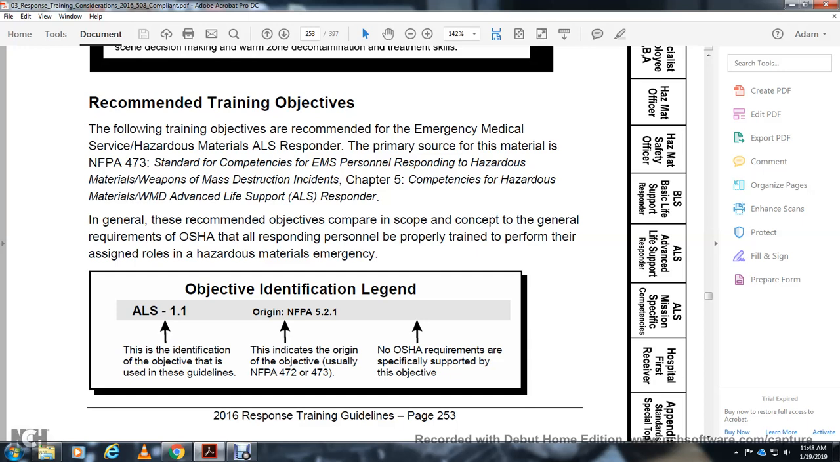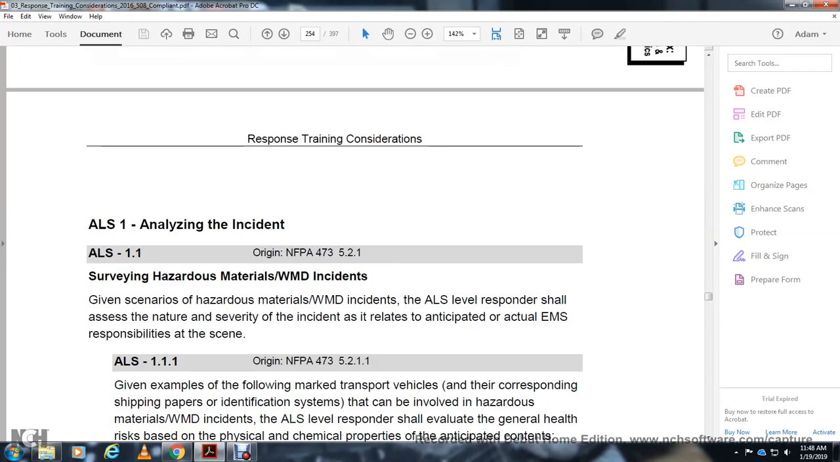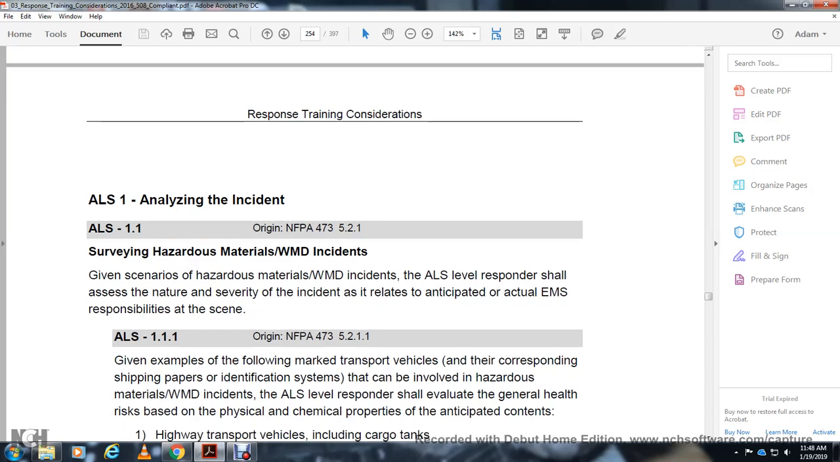The identification legend identifies the objectives, with the issue within the guidelines indicating the origin of each objective, usually National Fire Protection Association 472 or 473, or OSHA requirements that specifically support the objective. Analyzing the incident: given a hazardous materials weapons of mass destruction incident scenario, the advanced life support level of response shows, except for the nature and severity of the incident, the anticipated emergency medical service responsibilities at the scene.